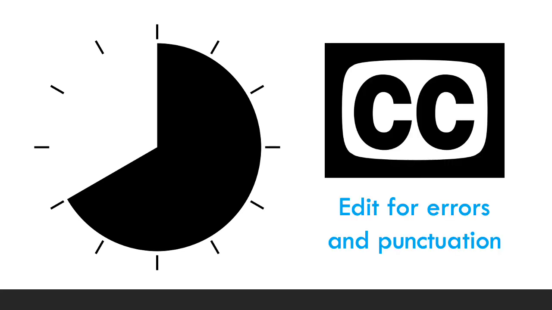Once you upload your video, YouTube has an auto-captioning feature that is fairly accurate. It takes a few minutes to a few hours for the captioning to appear, depending on the length of your video. Once the auto-captioning appears, you can go in and edit those captions to correct any errors and add punctuation. This will make it easier for your viewers to understand.